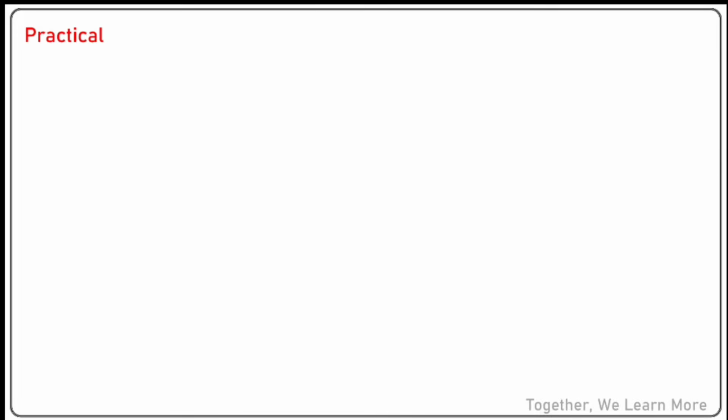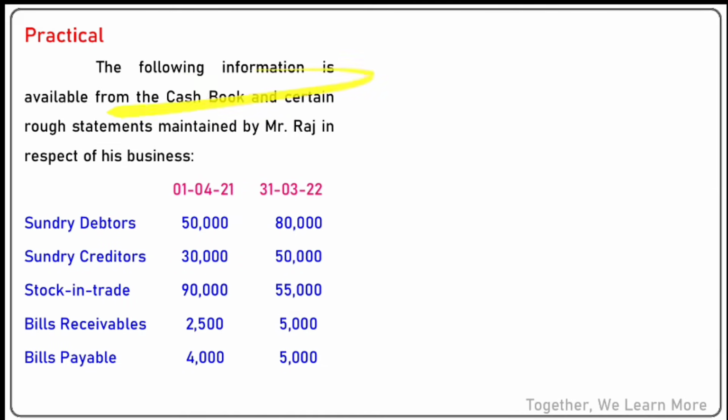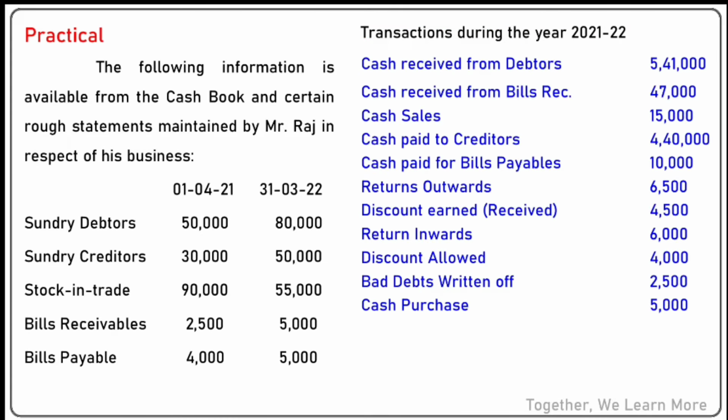Look at the example. The following information is available from the cash book and certain rough statements maintained by Mr. Raj in respect of his business. We are given the opening balance, that is 1st April 21, and the closing balance on 31st March 2022: sundry debtors, opening and closing, creditors, opening and closing, stock, opening and closing, bills receivable, opening and closing, bills payable, opening and closing. Along with this, we are given some other transactions.